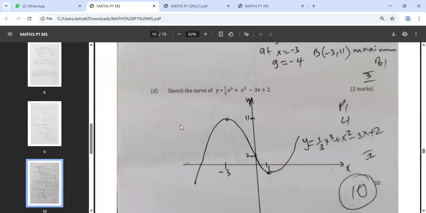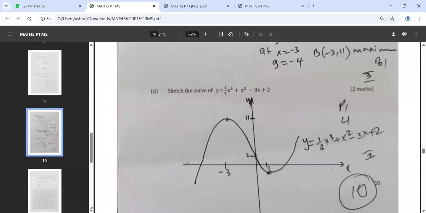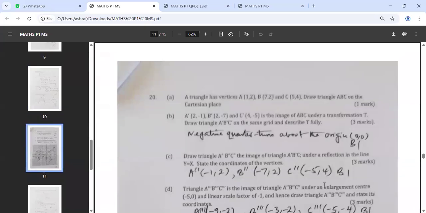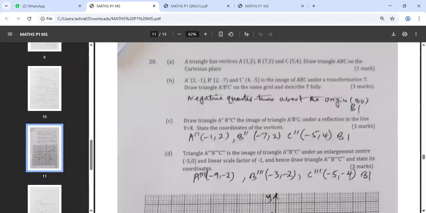Any other question? Okay, no question. So let's go to the next question. The next one is in your graph. So this graph, anyone with a question on the graph?